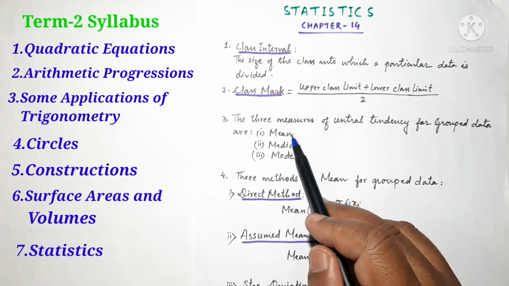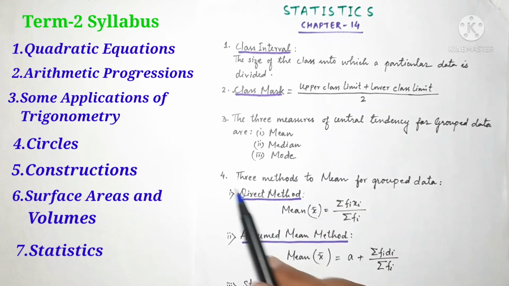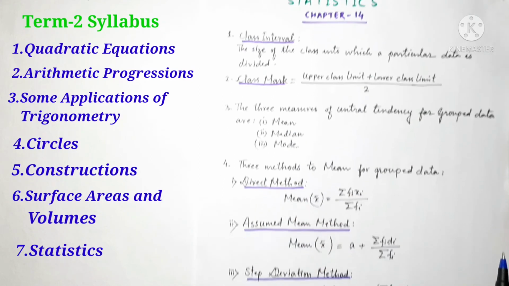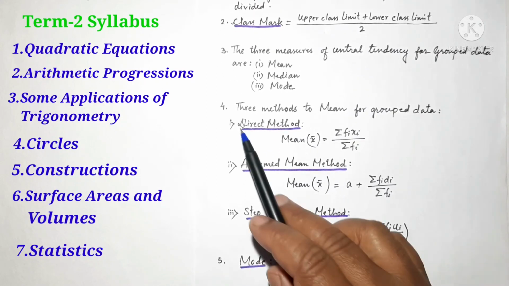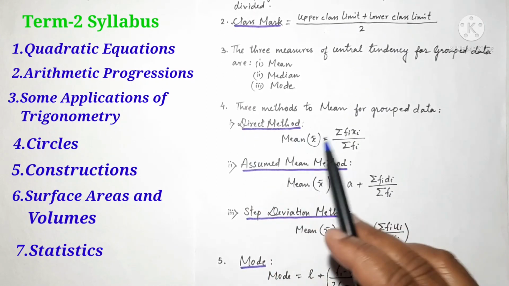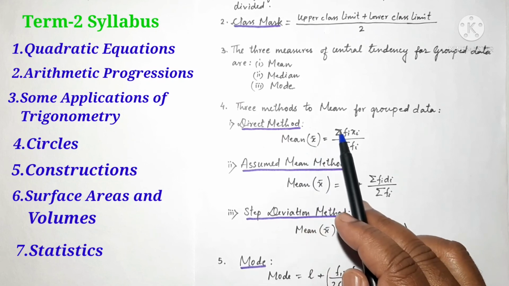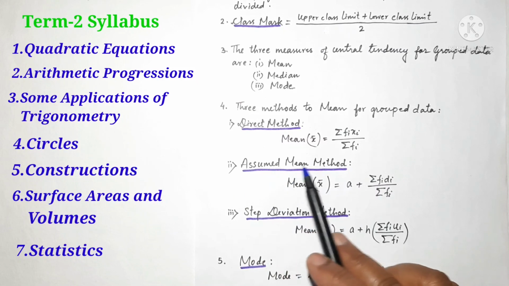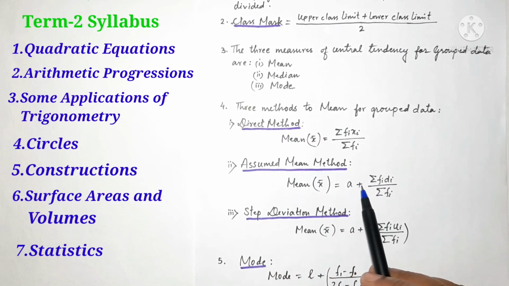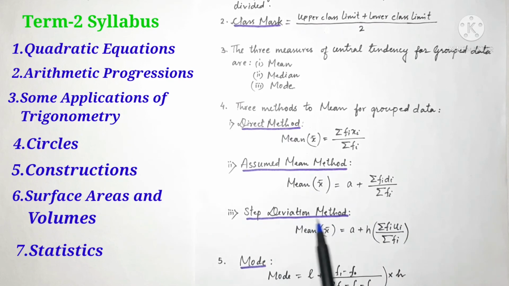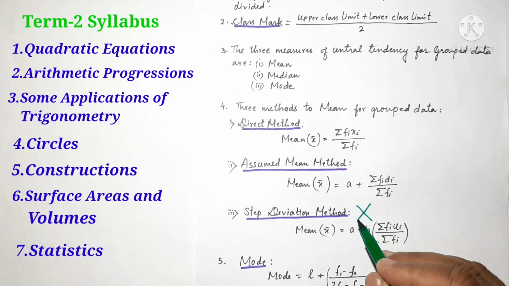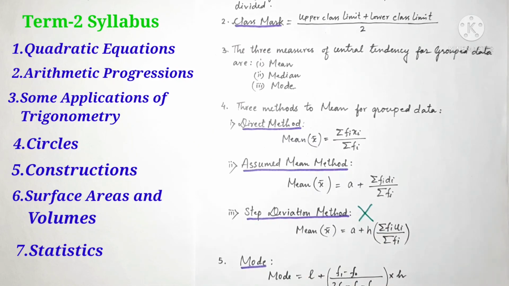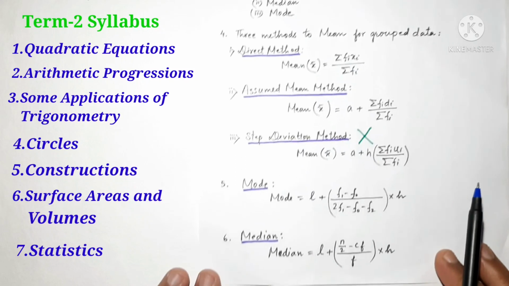Now there are 3 methods to solve mean. First is the direct method, and the formula is summation of fi xi divided by summation of fi. Second method, assumed mean method, that is a plus summation of fi di divided by summation of fi. And the third method is step deviation method, and this method is removed from your syllabus, so you don't have to do this method. Now the next topic is mode.